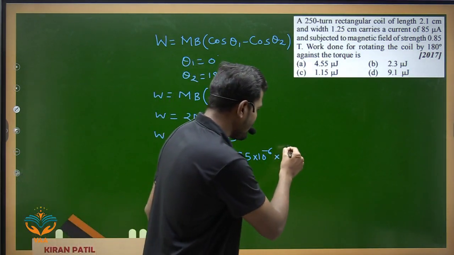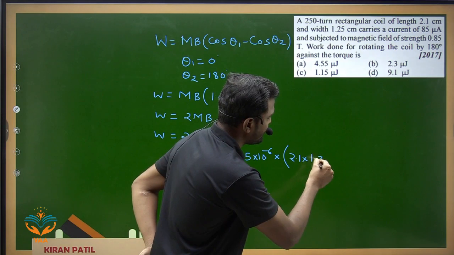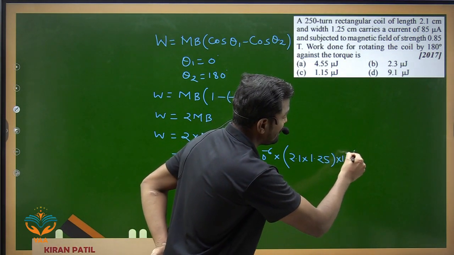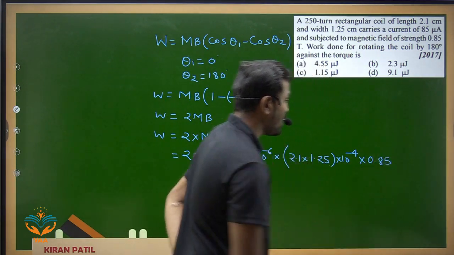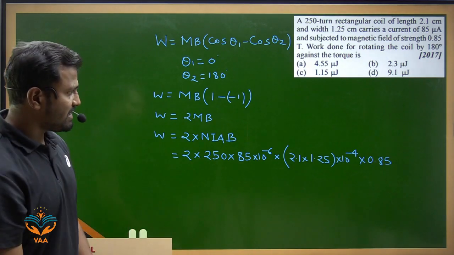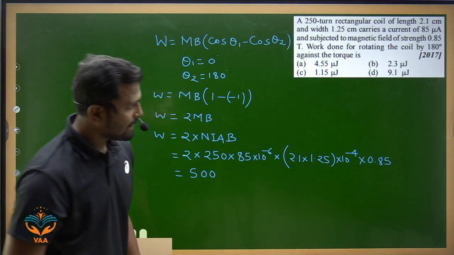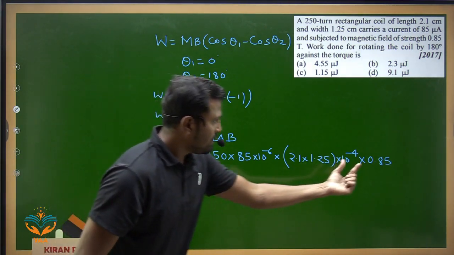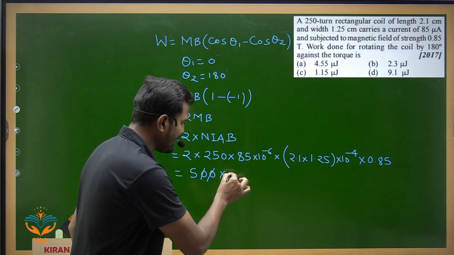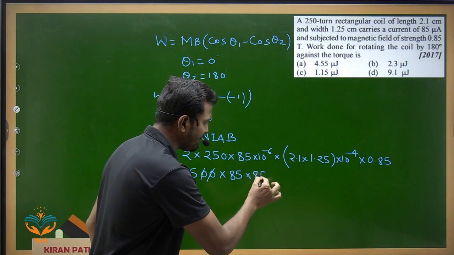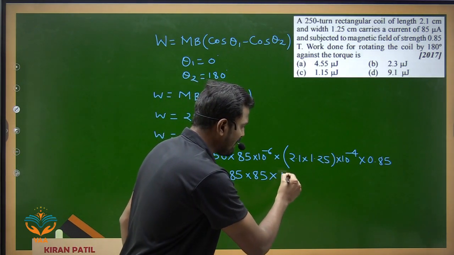Okay, the area value is how much? 2.1 into 1.25 centimeter squared, that means it becomes 10 to the power minus 4, very heavy, into magnetic field 0.85 Tesla. Oof, let us simplify this then. This becomes 500 first of all, so this is 500, into, now let us bring the two zeros to this side. So if I cancel this and write it as 85 into 85, now I know the simplification of this, into minus 6, this becomes 10 to the power minus 10.